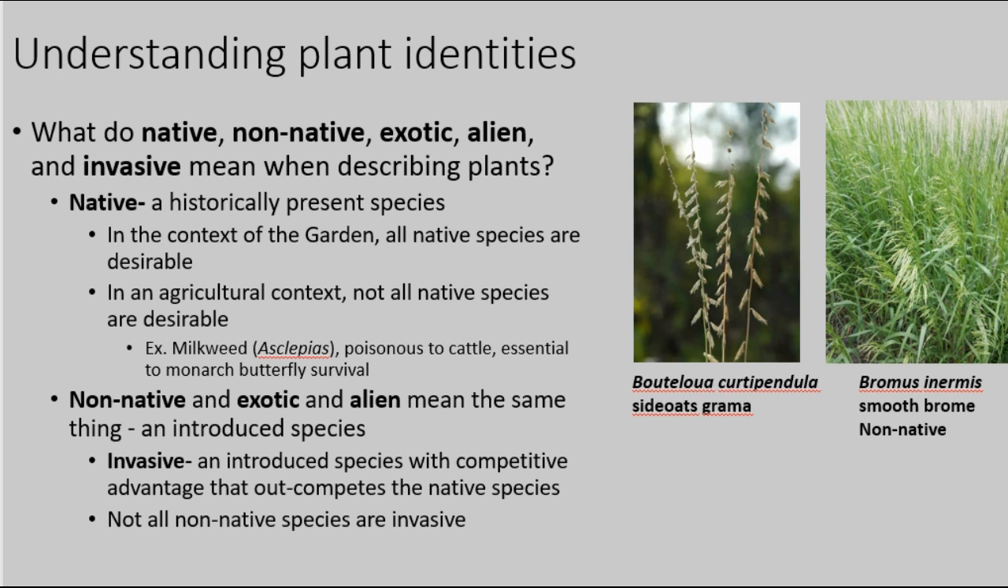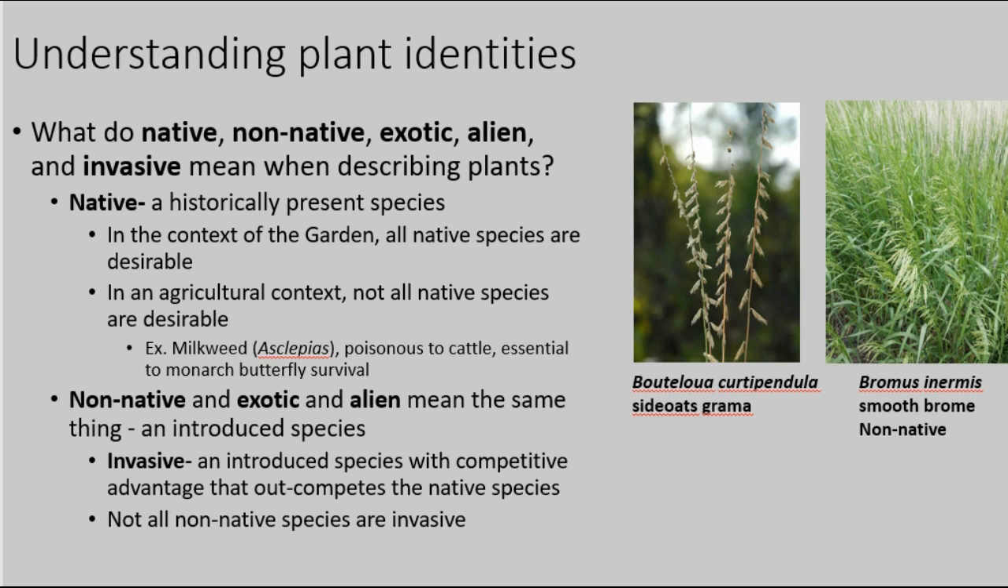For example, milkweed is poisonous to cattle, but it is essential for monarch butterfly survival because they're obligate to the milkweed, and monarchs undergo a very long migration. So increases in agricultural landscapes have made it difficult for monarchs to make this migration.